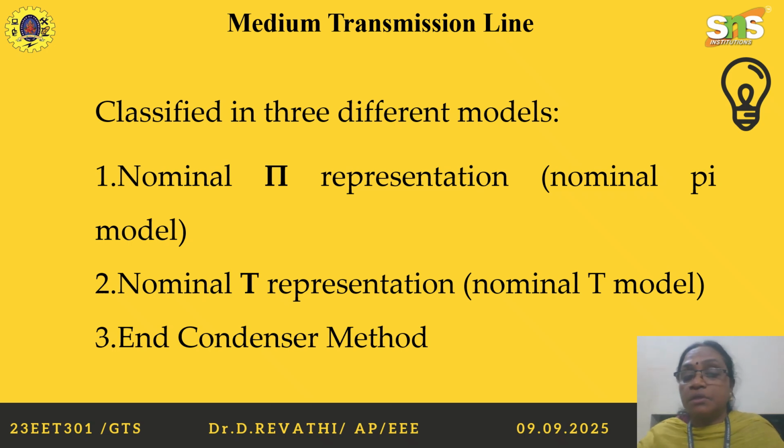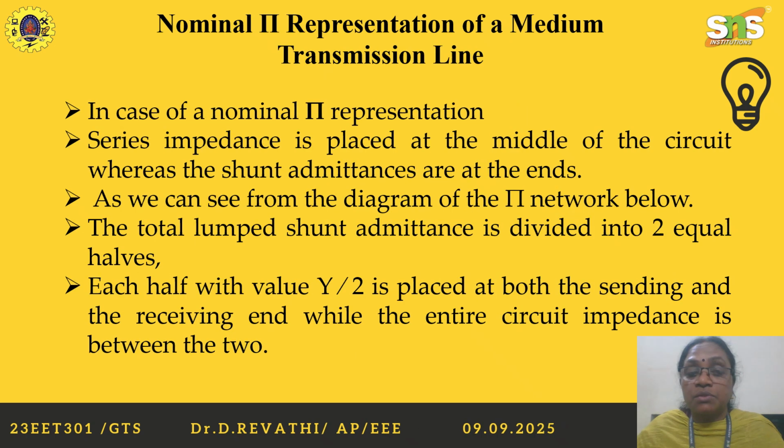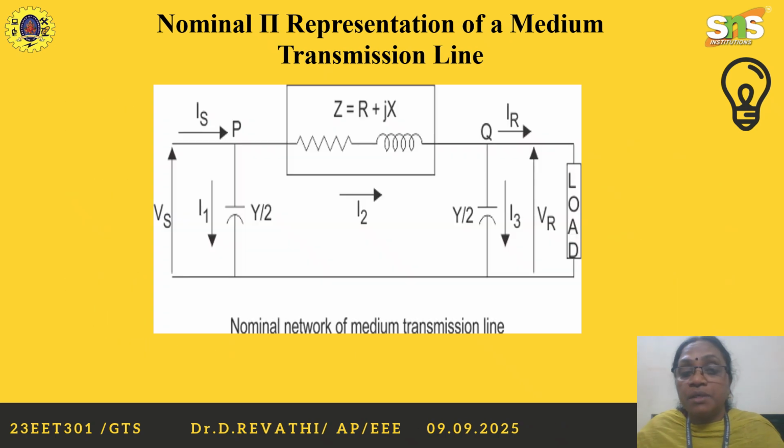We are going to discuss the medium transmission line in three classifications, but as per the syllabus we are going to discuss two types of representation: the nominal pi representation and the nominal T representation. The condenser method is also available, but we are going to discuss the first two methods only. The first method is the nominal pi representation, and I will show you the diagram. This is the nominal pi representation transmission line diagram.